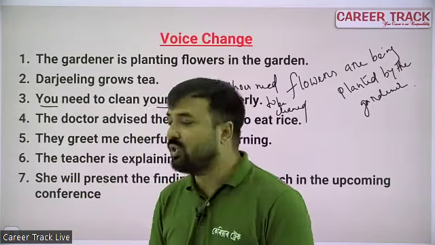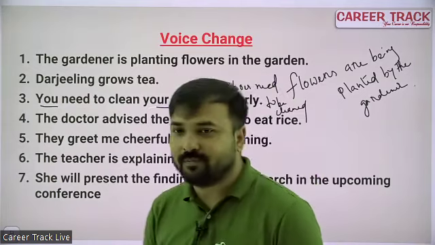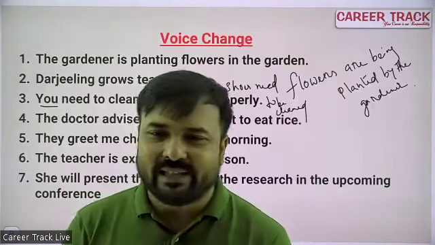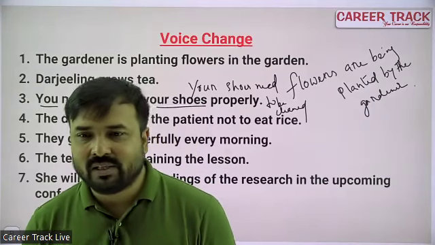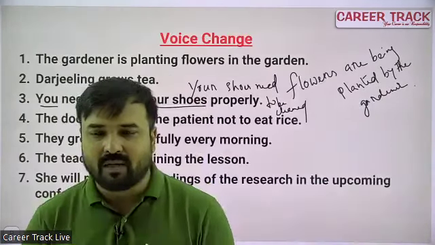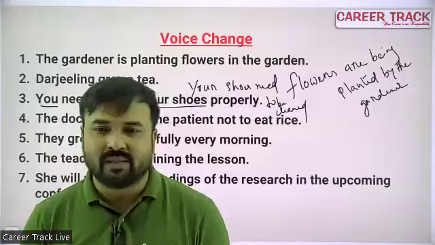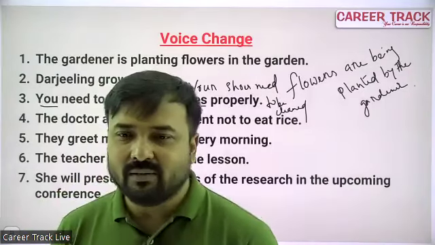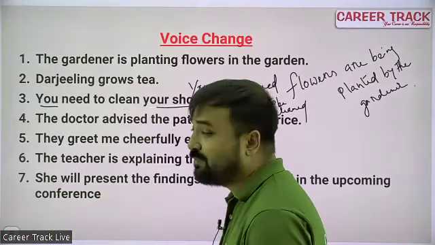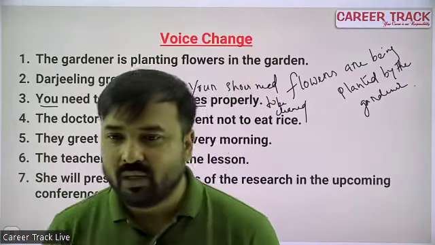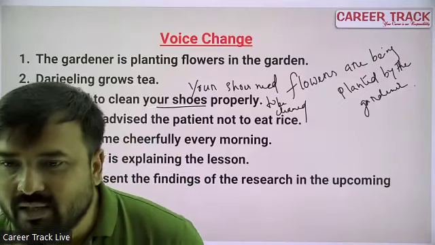Next one, the teacher is explaining the lesson. Very easy. This is the easiest one. Right? The teacher is explaining the lesson. For example, in our class now, what am I doing? I am explaining the lesson. If we make it passive, the lesson is being explained by the teacher.